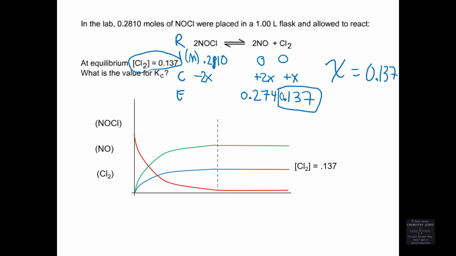My stuff gets crammed together a little bit because I'm a big writer. 0.2810 minus 2 times 0.137. This becomes real small: 0.007, 0.007 molar. That's tiny, but it's not 0. Equilibrium must have some amount of all products and all reactants present to be considered at equilibrium. It can be a really small number, but you have to have some of everything, reactants and products, in order to be at equilibrium.